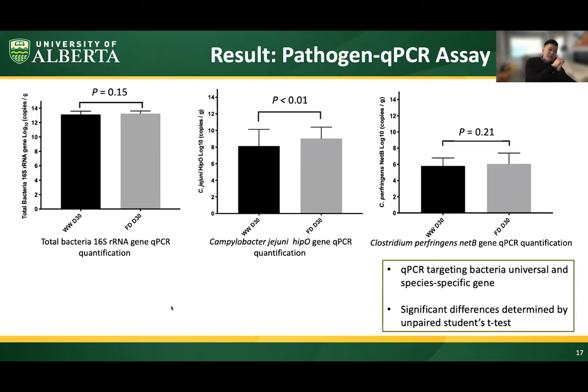We have also used qPCR assay to quantify cecal total bacteria, Campylobacter jejuni, and Clostridium perfringens. As we can see, while the total amount of cecal bacteria was not affected by the treatment, the water wash group showed nearly one log lower copy numbers of Campylobacter jejuni compared to the full disinfection group. In addition, the abundance of Clostridium perfringens was not affected by the treatment. Birds from both water wash and full disinfection groups were detected with low prevalence of Clostridium perfringens in the cecal.